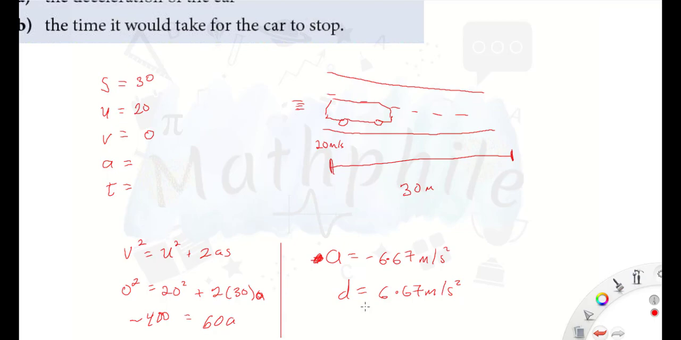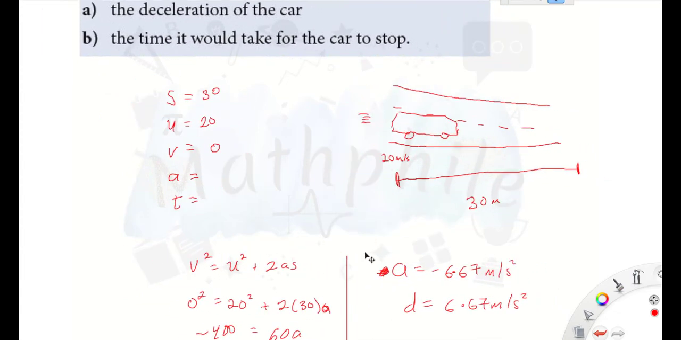If you make the mistake of writing the deceleration to be equal to negative 6.67, what does it mean? That means it's rather acceleration, that the particle is rather accelerating. So that is very good.